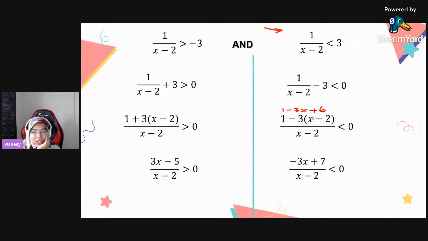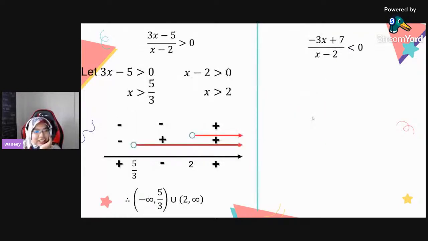Okay, so now this is a rational inequality. Again, we are going to do another real number line for them. Oh, I changed this one, but the earlier slide I did not change. Okay, never mind.